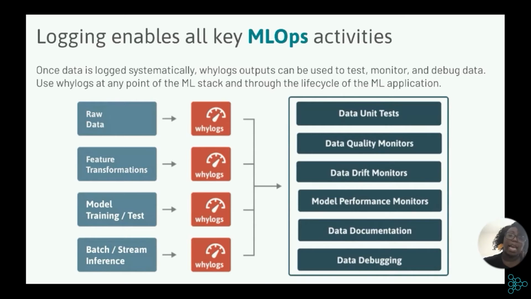By systematically capturing and storing these log files, you can create a record of data quality and the data distributions that you see along the entire pipeline. And this is really important. By comparing these log files from multiple places in the pipeline, you can start to build data unit tests and data quality monitoring, and you can start to monitor performance and debug with these logs.